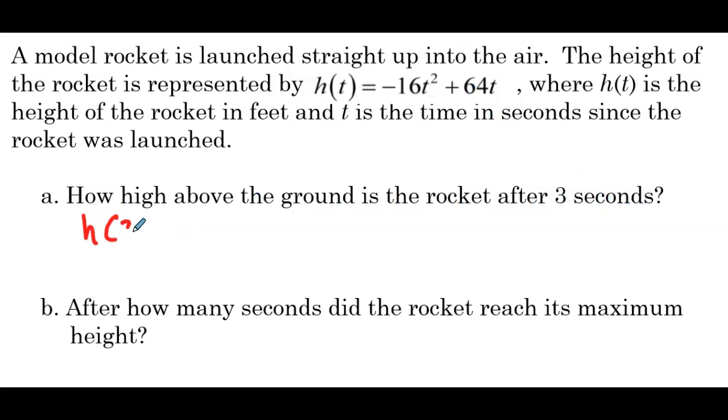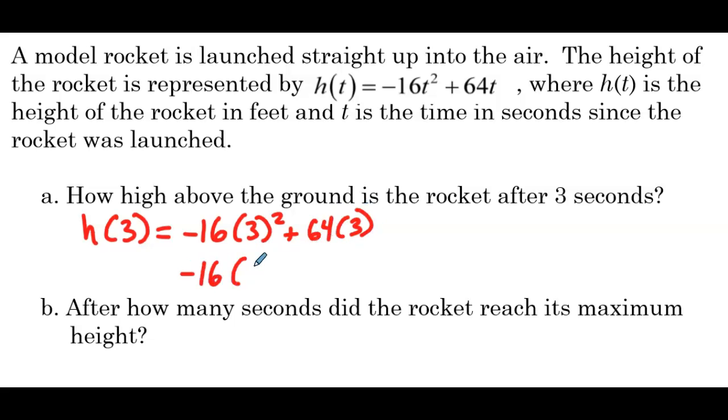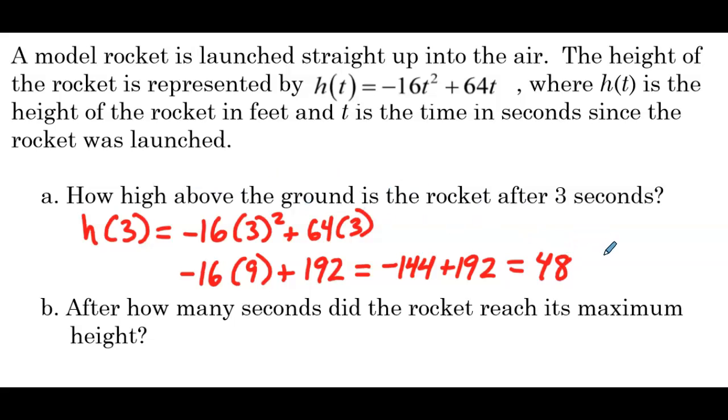So we're going to evaluate h of 3. So -16 times 3 squared plus 64 times 3. So we have -16 times 9 plus 64 times 3, which is 192. -16 times 9 is -144 plus 192. That's going to be equal to 48. So how high? 48 feet.